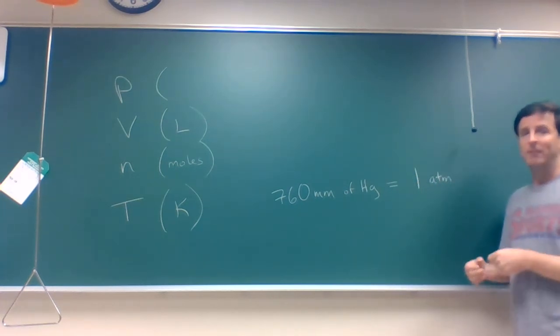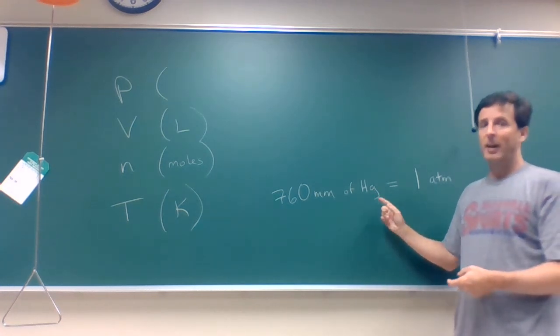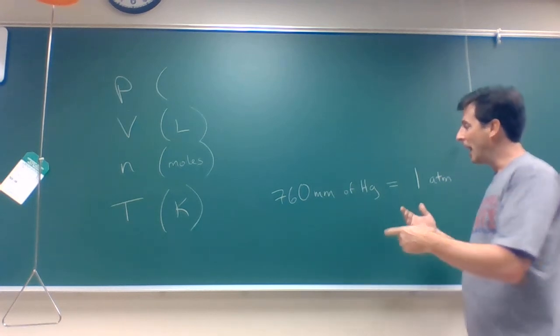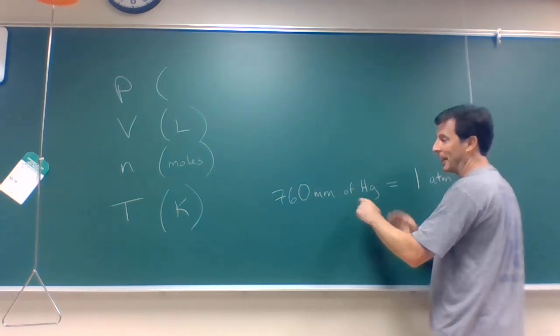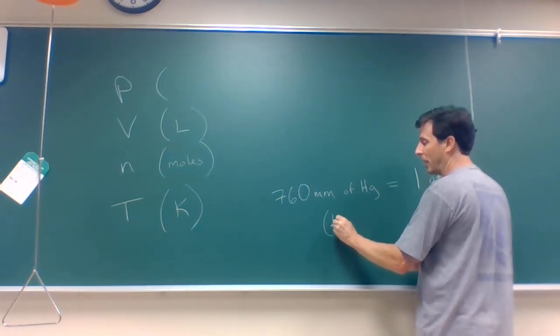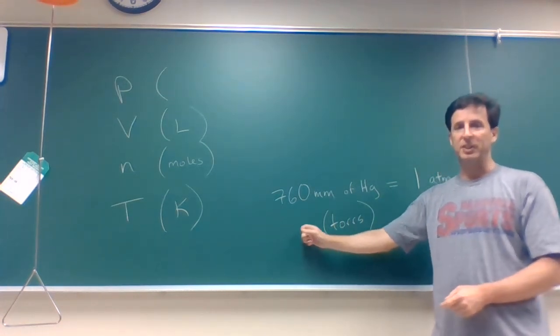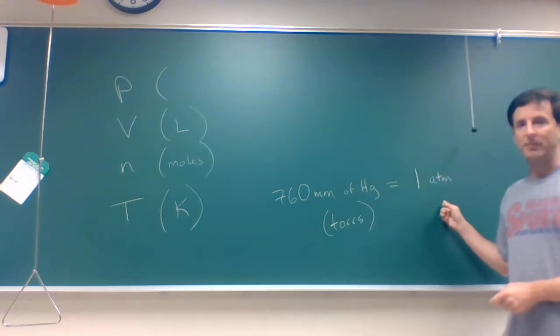Okay? And then finally, millimeters of mercury. At some point there's an Italian scientist named Torricelli, and they renamed that unit, millimeters of mercury, to be called torrs. So 760 torrs equals 1 atmosphere.